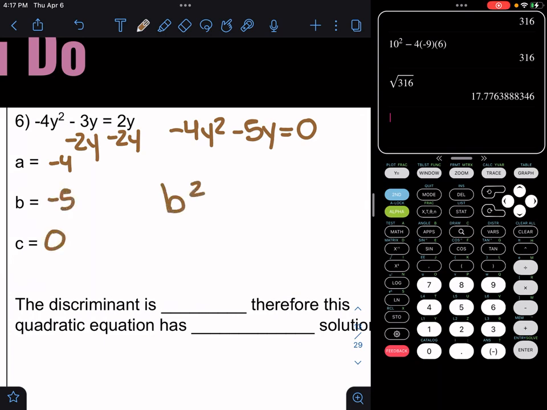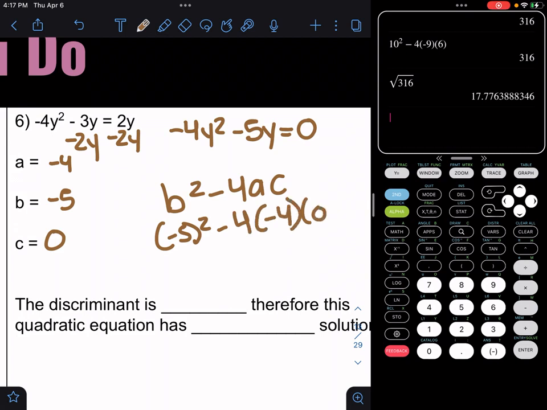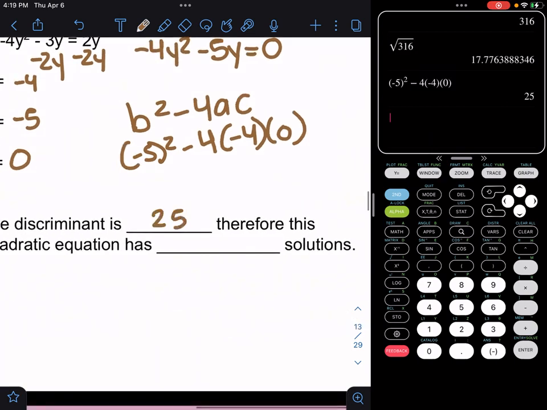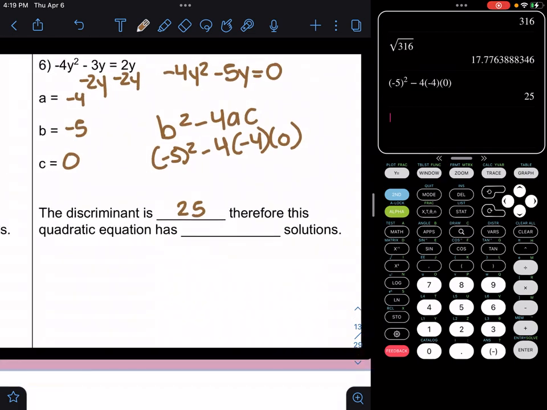Discriminant formula is b squared minus 4ac. B here is negative 5 squared, make sure you put in parentheses, minus 4. A is negative 4, and C is 0. So let's see, we get negative 5 squared minus 4 times negative 4 times 0. And we get 25. So the discriminant is 25. Therefore, there are 2 unequal solutions.